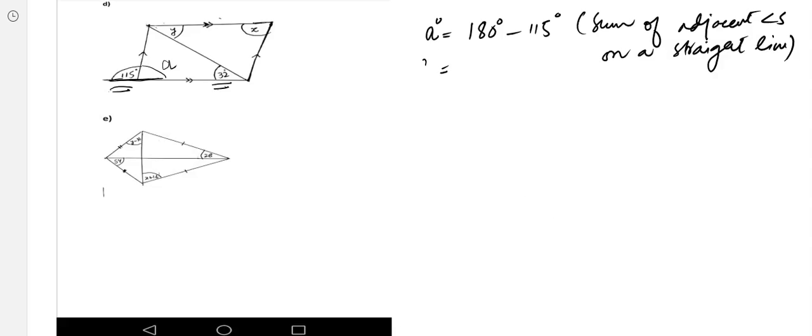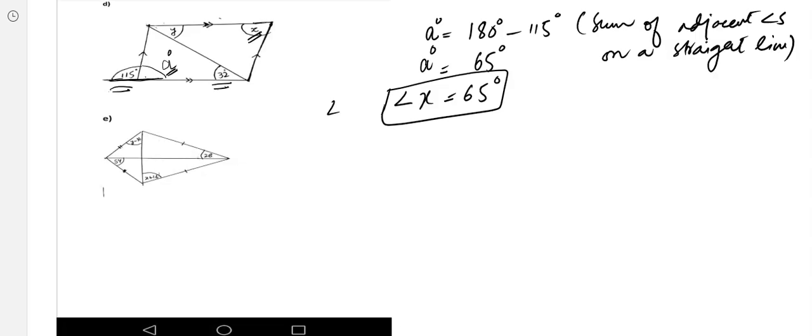Once we have subtracted 115 from 180, we'll get the value 65 degree, and we know that if angle A is 65 degree over here, angle X should also be 65 degree. Why? Because the opposite angles of parallelogram are always equal. This is the property of parallelogram, that the opposite angles of parallelogram are equal. So if angle A is 65 degree, angle X would also be 65 degree. Angle A is equal to angle X. Opposite angles of parallelogram.